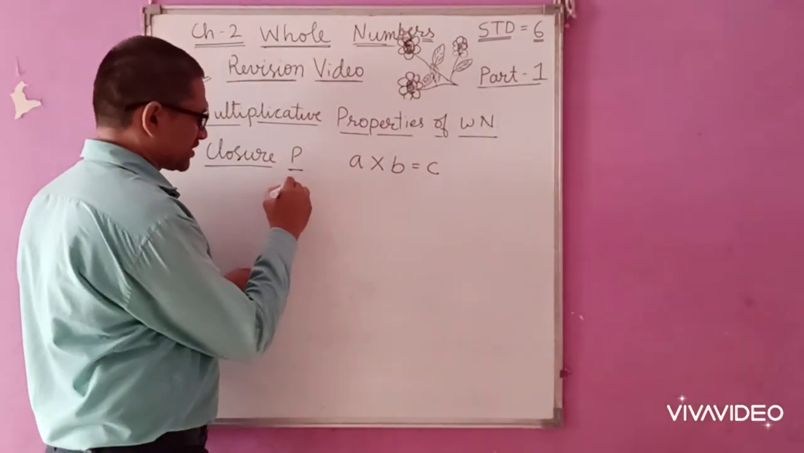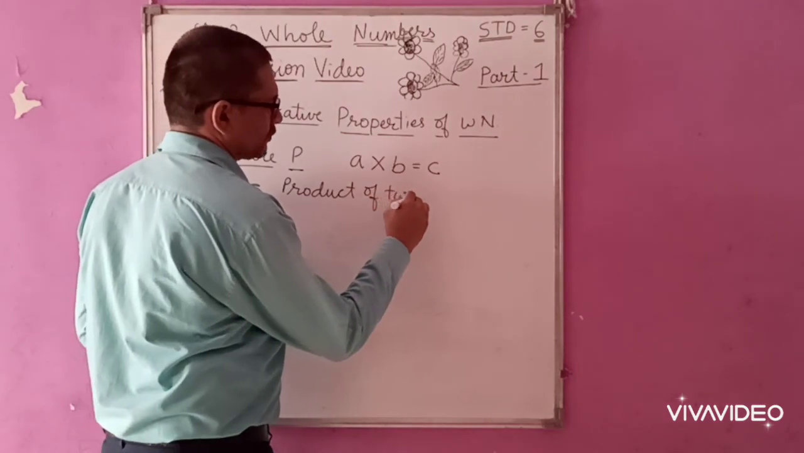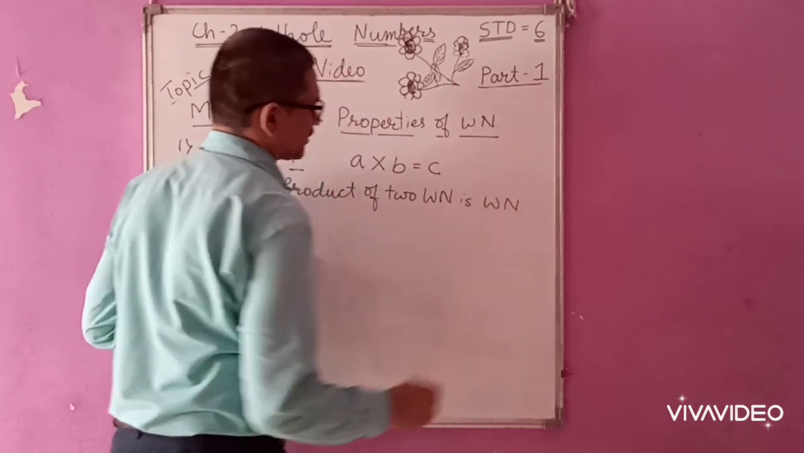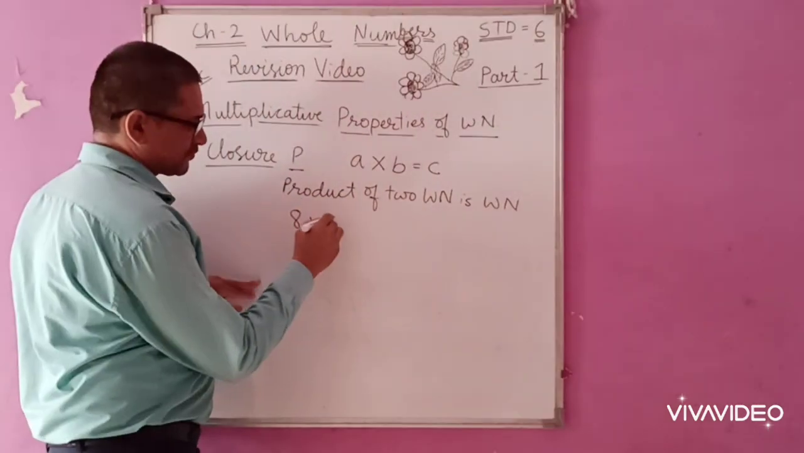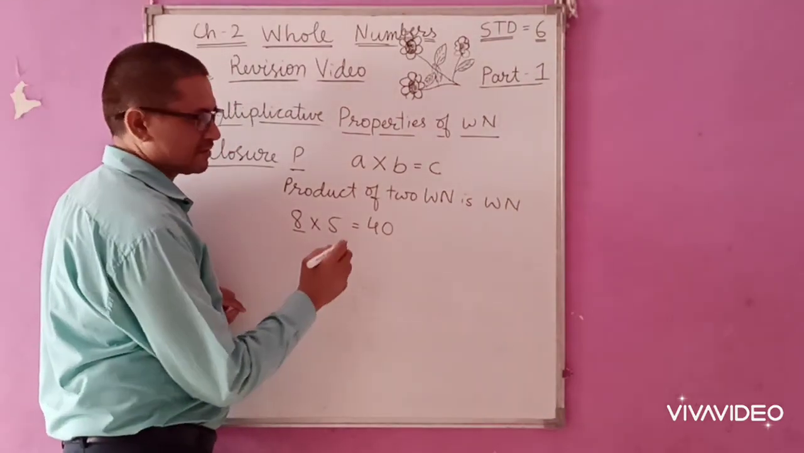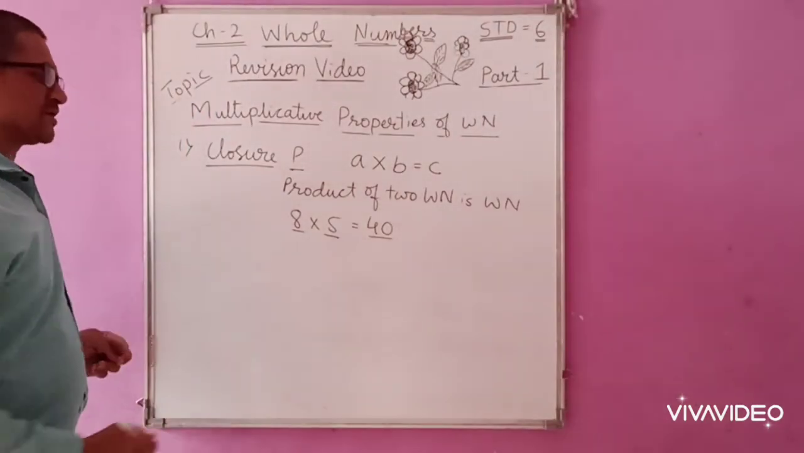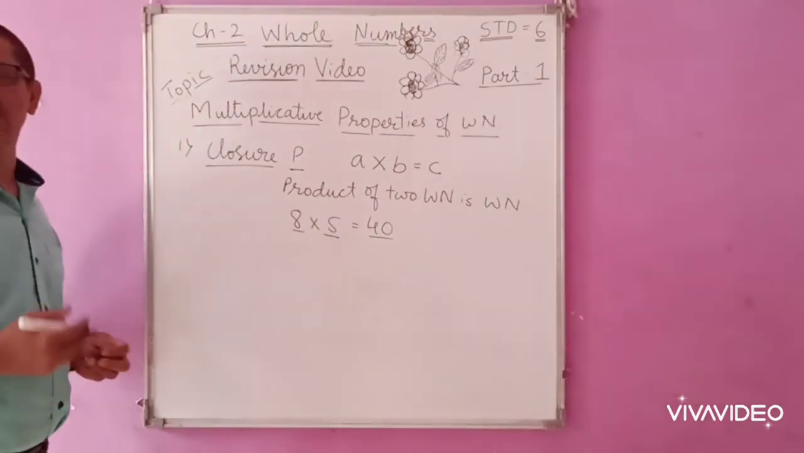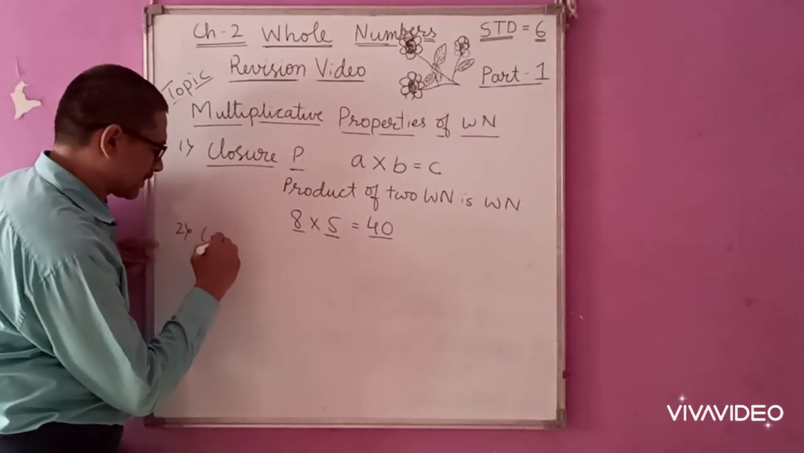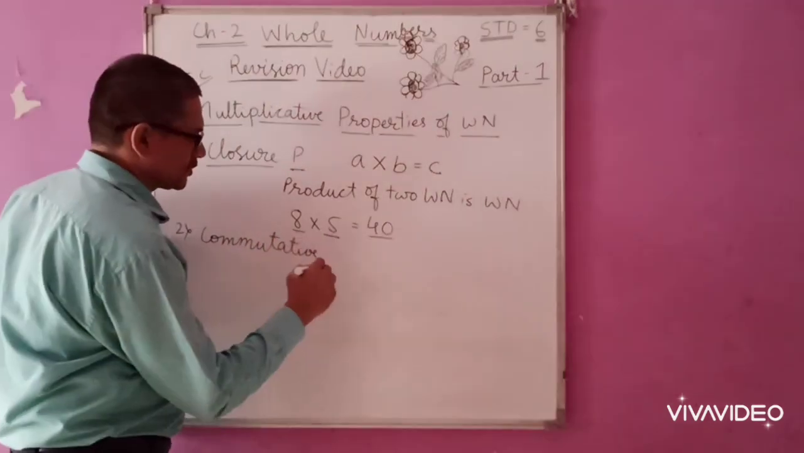So you can write in a statement, product of two whole numbers is a whole number. For example, 8 into 5 is equal to 40. 8 is a whole number, 5 is a whole number, 40 is also a whole number. So that is why any numbers when multiplied, you get the answer as a whole number. Second property, commutative property.